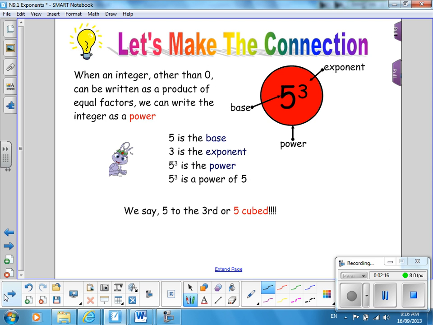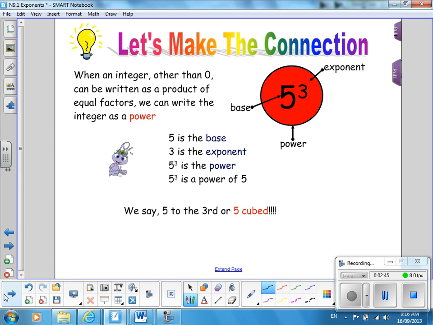So let's put this together and figure out what it is we're trying to talk about. When an integer other than 0 can be written as a product of equal factors, we can write the integer as a power. So if you've got 3 times 3 times 3, those are all equal factors. They're all 3. So we can write that as a power, and that's what it's showing in this red circle.